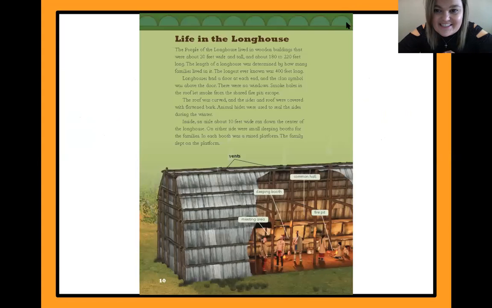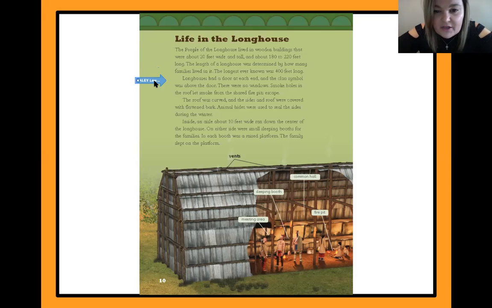All right, let's get into this story. Get my arrow ready. Life in the longhouse. People of the longhouse lived in wooden buildings that were about 20 feet wide and tall, and about 180 to 220 feet long. The length of a longhouse was determined by how many families lived in it. The longest ever known was 400 feet long.